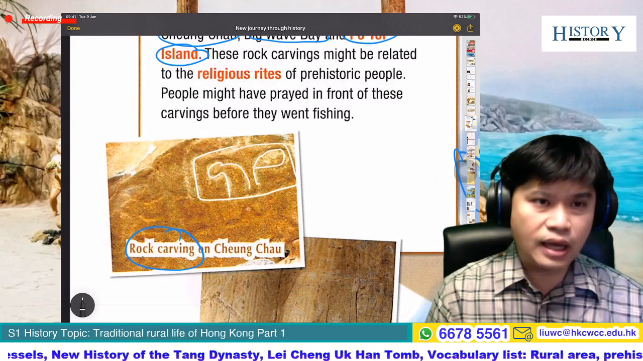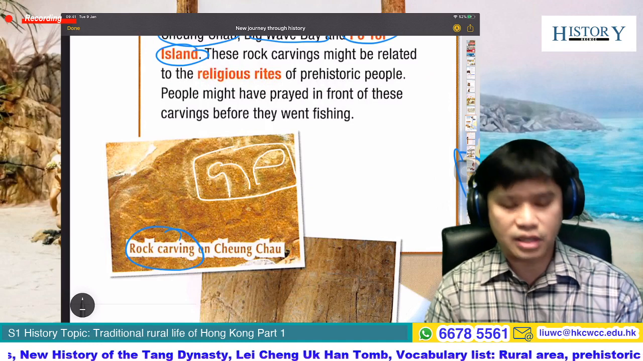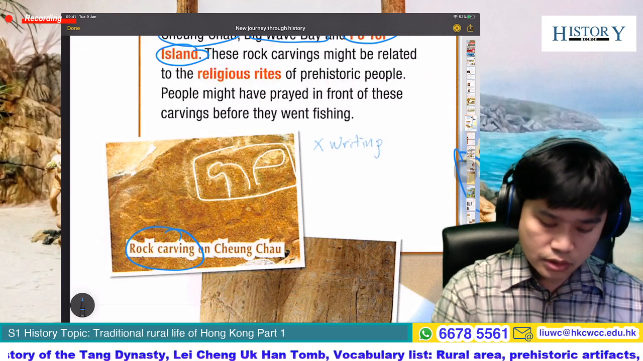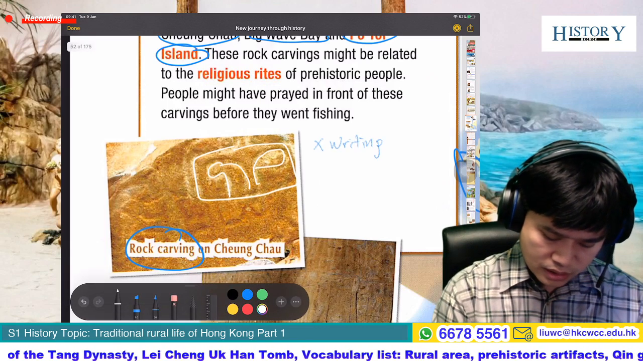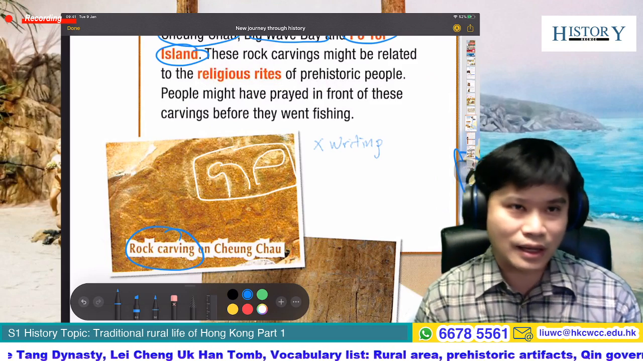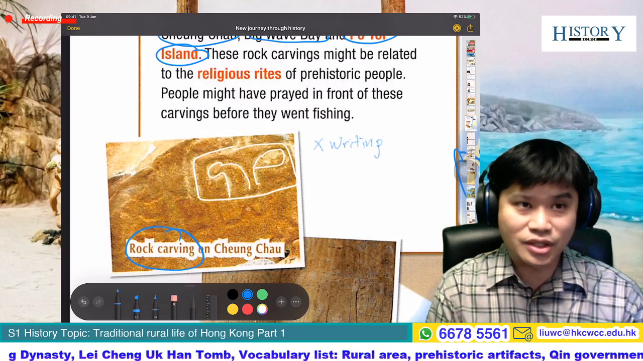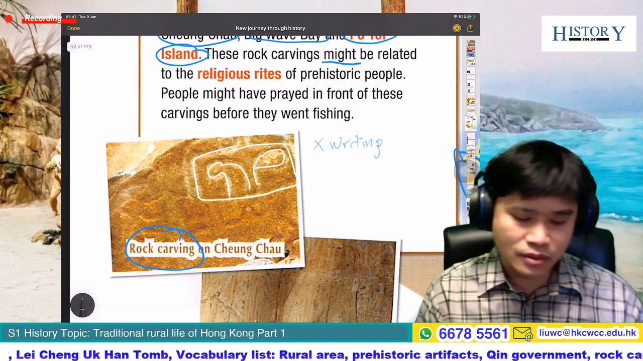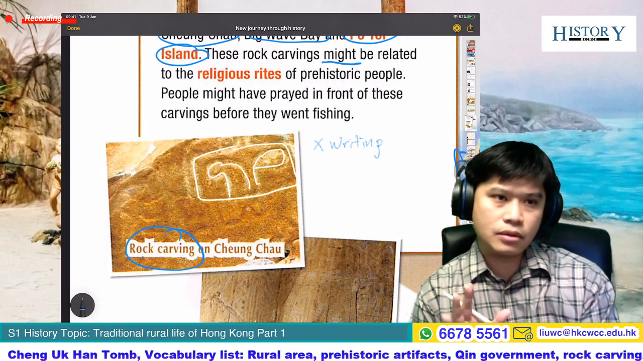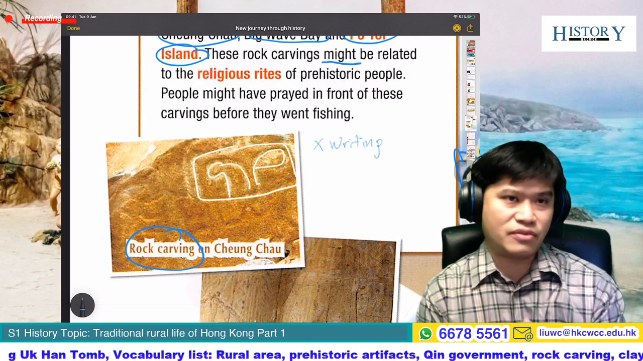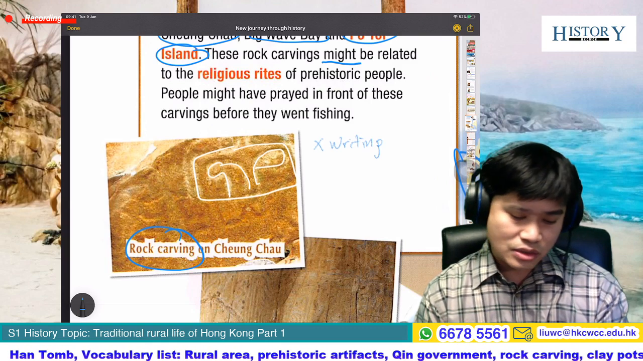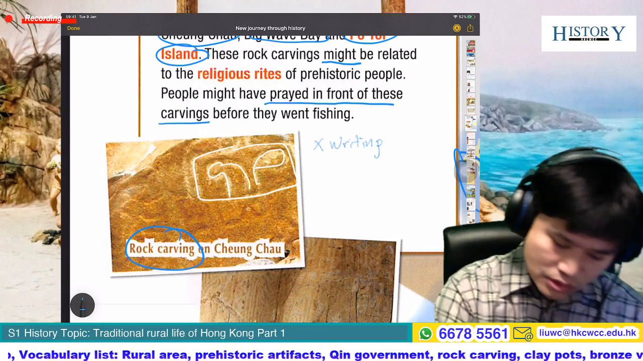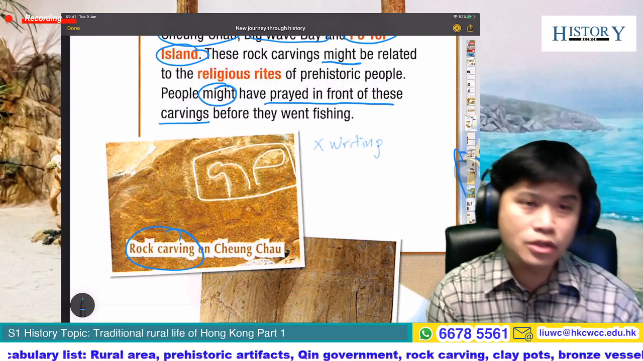Symbols there. And actually, that is not exactly writing. So therefore, we actually do not know the meaning. That's why in your textbook, it just mentioned this rock carving might be related to religious rites. We're not sure what the meaning is, so that is still uncertain. People may have prayed in front of these carvings before they went fishing. We use the word might because we're not quite sure.